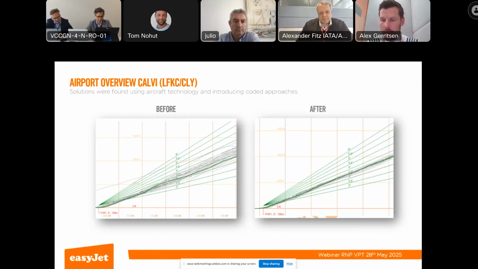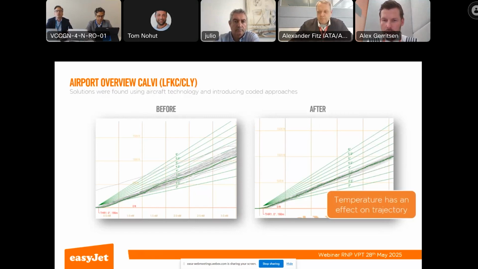So the trajectories were very much predictable for us, and we were getting much better performance. There's a slight spread on the vertical trajectory because of the way the approach is flown. Temperature does have an effect on the trajectory for this type of approach, which needs to be considered.